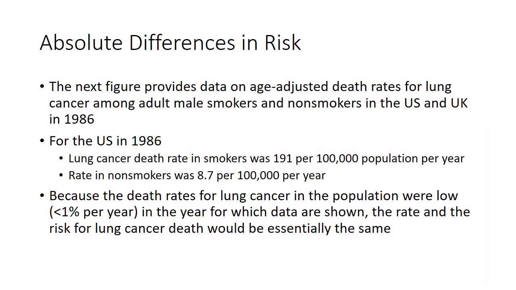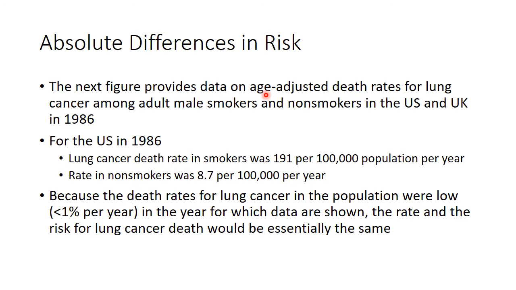So here's an example where we can look at an actual real-world application of absolute differences in risk. This is where we're going to look at some data. This is back in 1986, and it was comparing lung cancer death rates between male smokers and non-smokers in the U.S. and in the U.K. Notice here that these are age-adjusted death rates. That means that we take out the effect of age, because obviously we know that older patients are more likely to die in general, so we take that one particular bias out of the equation there.